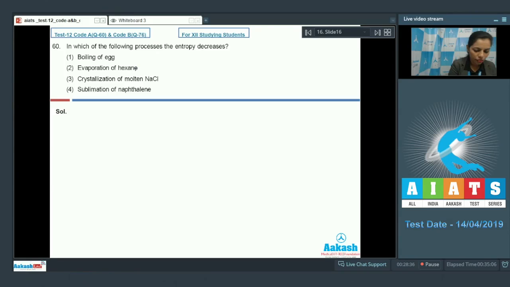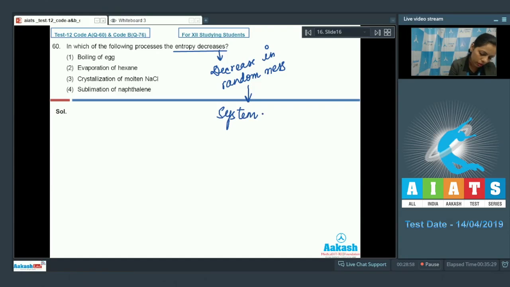In which of the following processes entropy decreases? If I talk about the decrease in entropy, this is basically the decrease in randomness of the system. And that you can also represent as system becomes more ordered in this case. Now let's check the options. Boiling of egg. If an egg is boiled, in that case the randomness increases because in that case protein gets denatured, a number of chemical changes are taking place. So ultimately in this case delta S increases, not decreases.